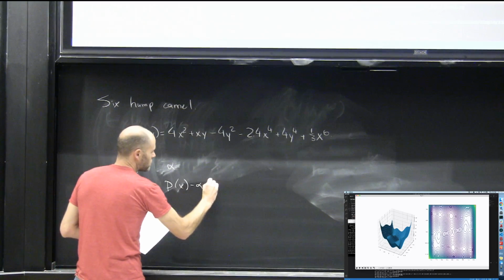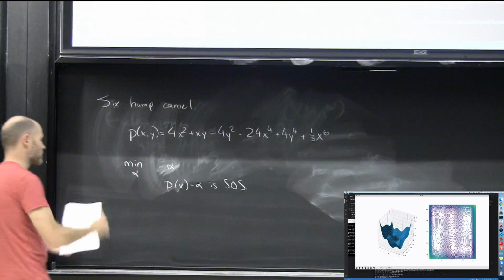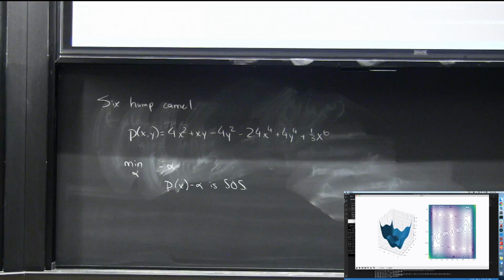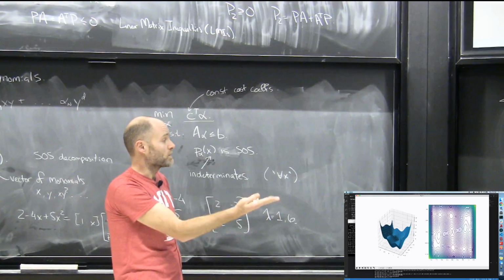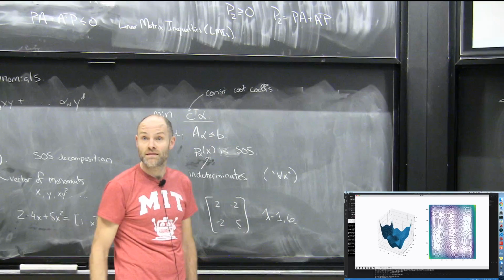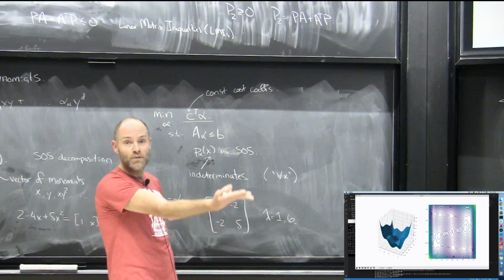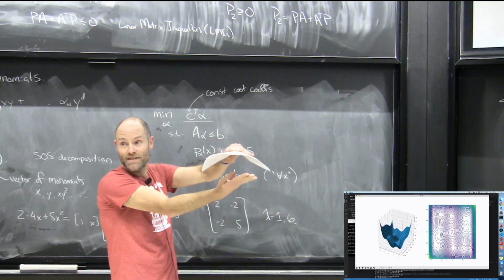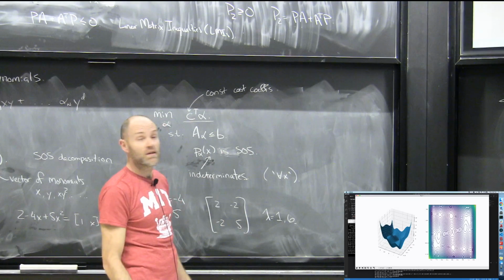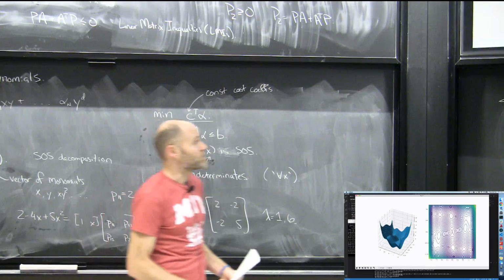minus alpha is sums of squares. Minimize negative alpha, whatever. I'd like to find the biggest alpha, I guess. Let's maximize alpha, so I minimize the negative of alpha. The biggest alpha such that P of X is definitely greater than 0. That should raise up until it hits the floor where this P of X is at the bottom, okay? And it turns out that's just a convex optimization.